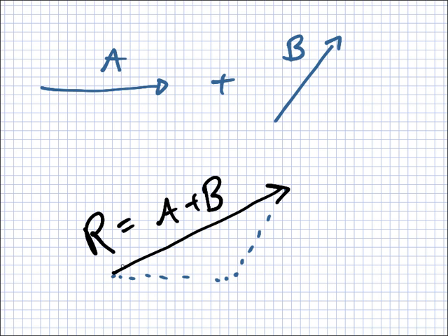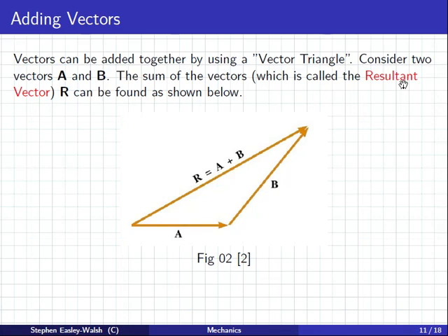Not too difficult, right? Now, you must know this word, resultant vector, and you must have this picture. This is called the vector triangle.